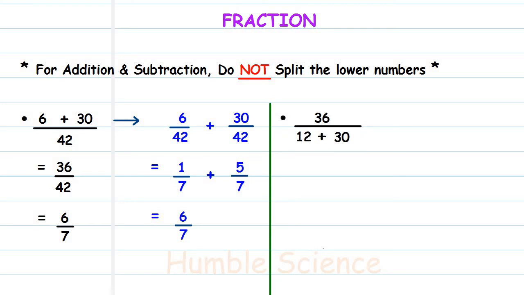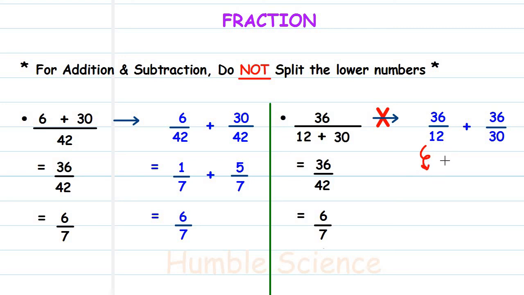But for 36 over 12 plus 30, normally we will just add them up, and we will get 36 over 42, and that is going to be 6 over 7. But we may not split them into 36 over 12 plus 36 over 30. This is the splitting of the lower numbers, and we cannot do that. The result will not be the same. Well, we can try taking a look.